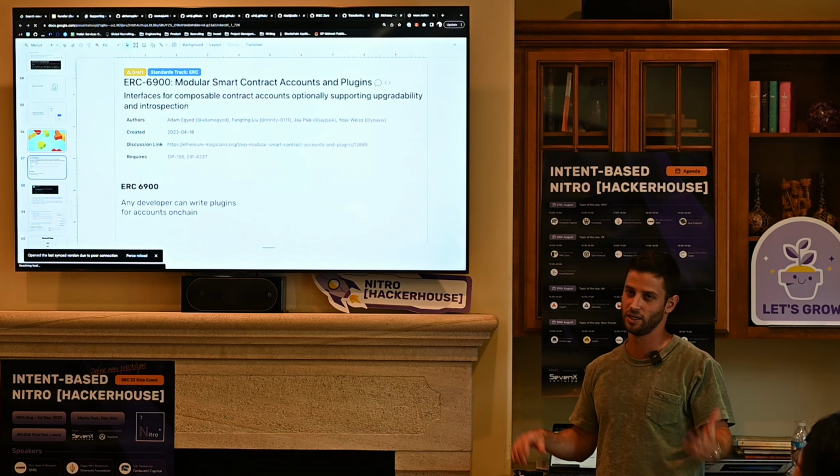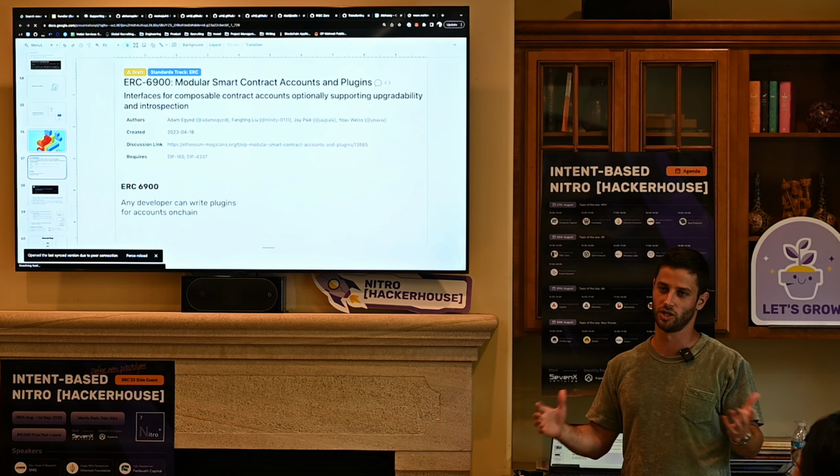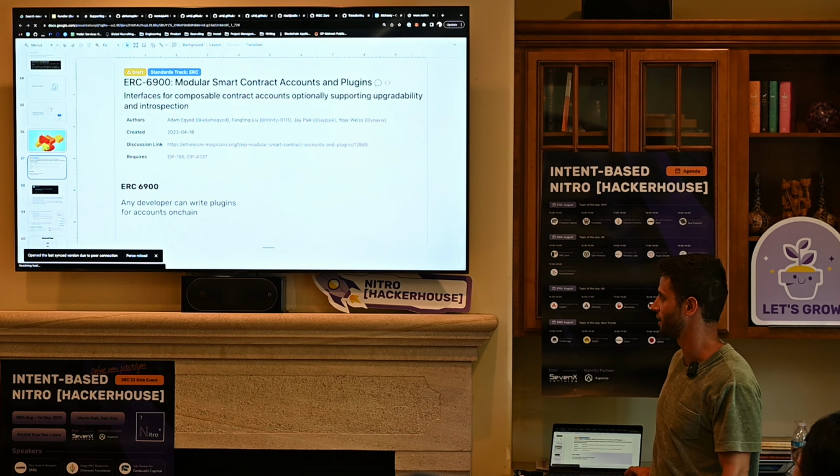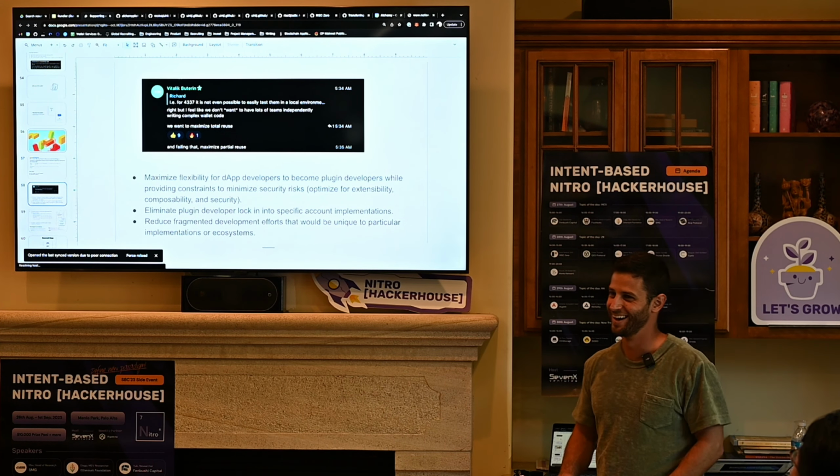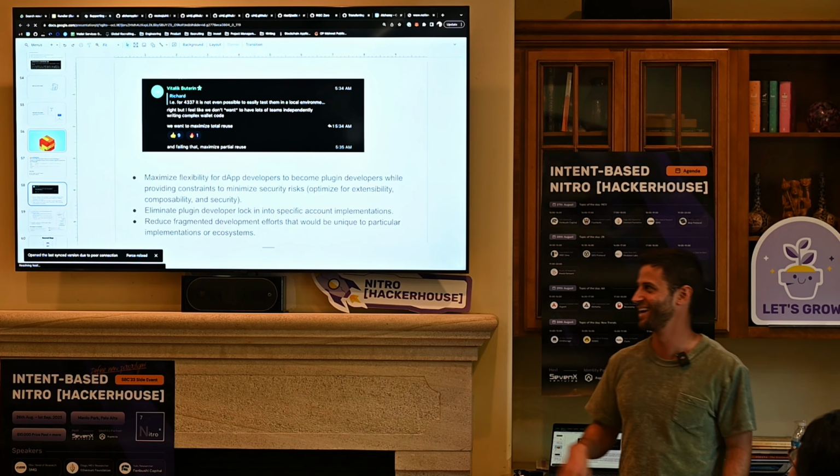The whole idea here is creating a modular smart contract account. And the reason that you'd want that is because Vitalik said so. No, just kidding. But he did say that.